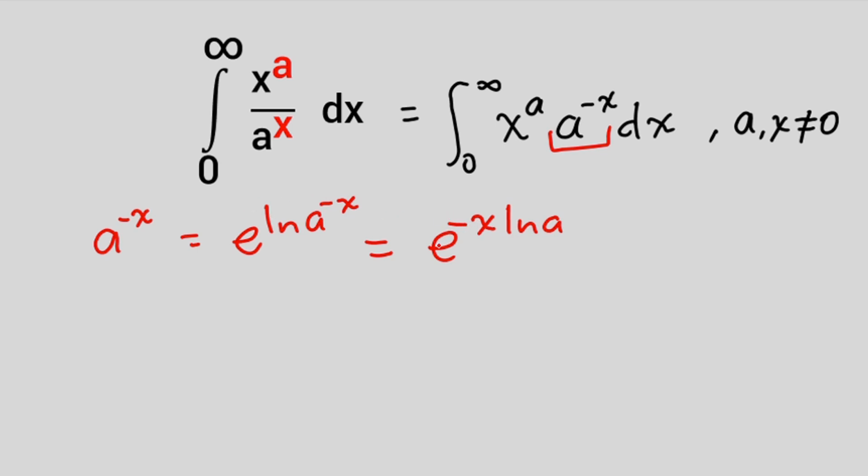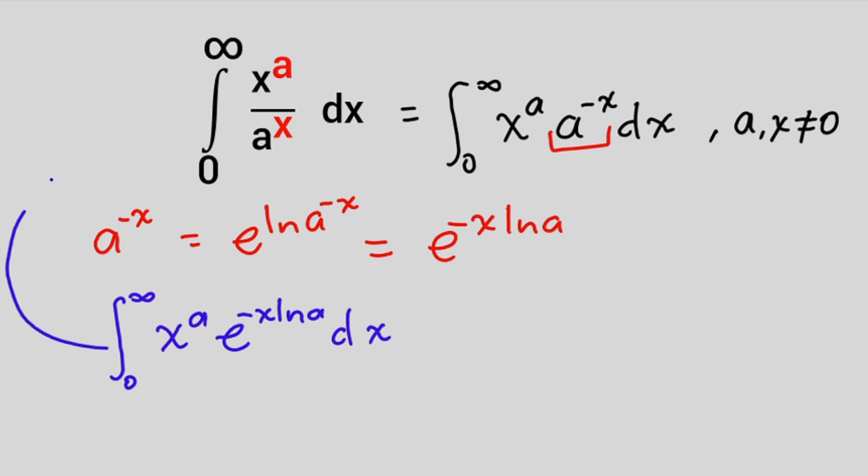Now let's go ahead and replace this one with this, so that the problem now becomes the integral from 0 to infinity of x to the power a times e to the power negative x ln of a dx. So if you compare this one to this, it is the exact same thing. I have done nothing to the problem.